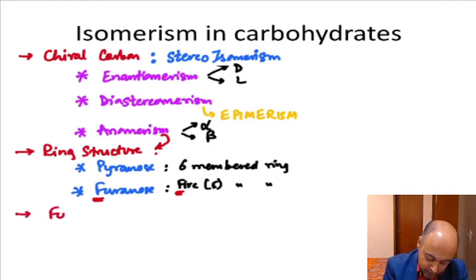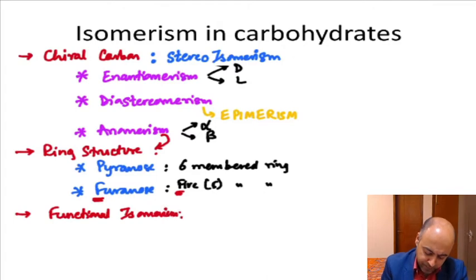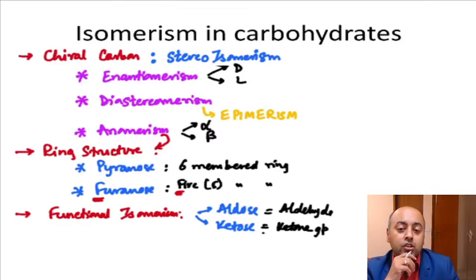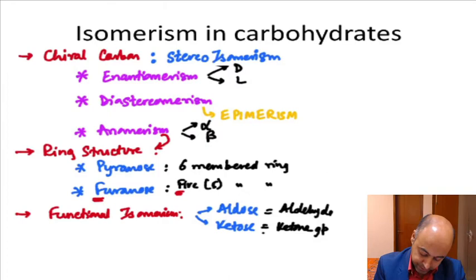And last is functional isomerism. Here you have the aldose and the ketose forms, right? In aldose we have the aldehyde as the functional group, and in ketose we have the ketone group as the functional group. So these are the isomerisms which are seen in carbohydrates.